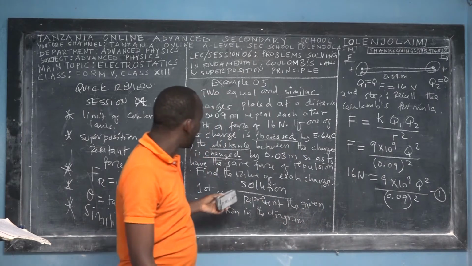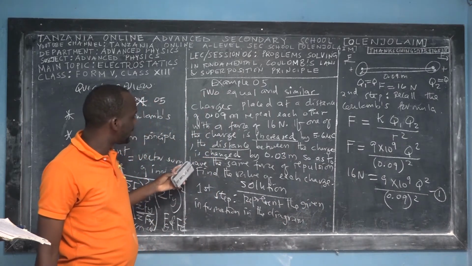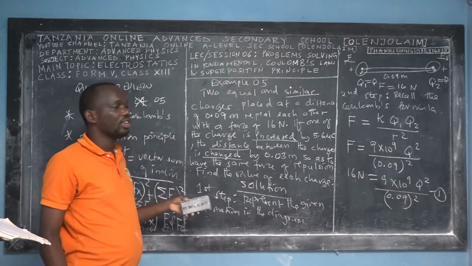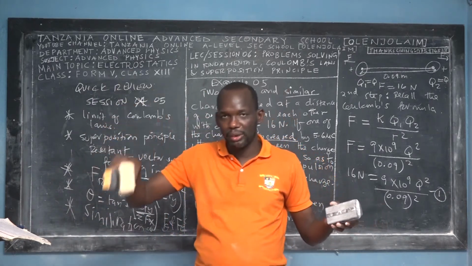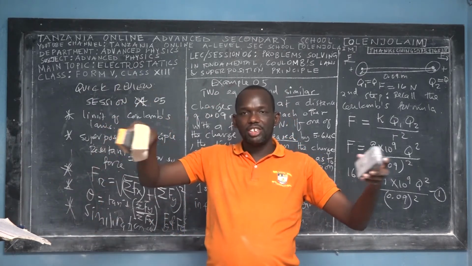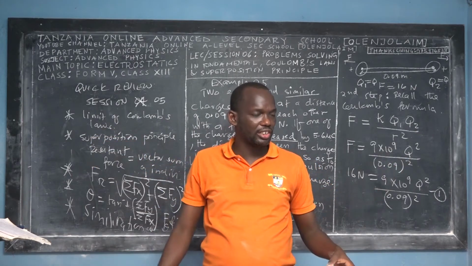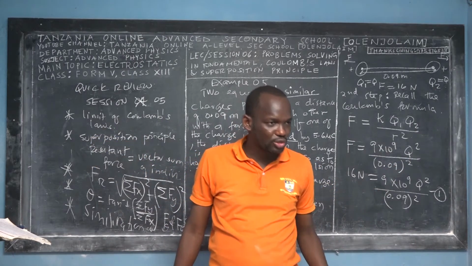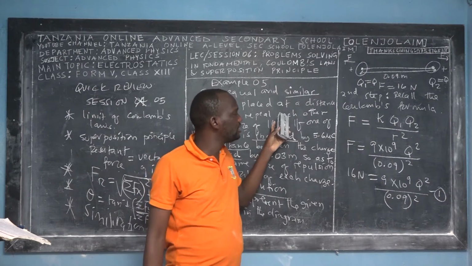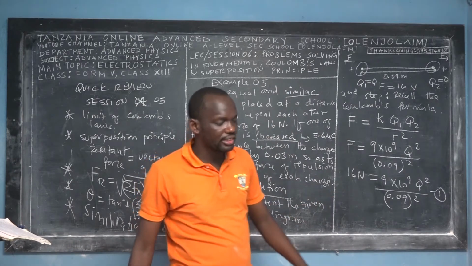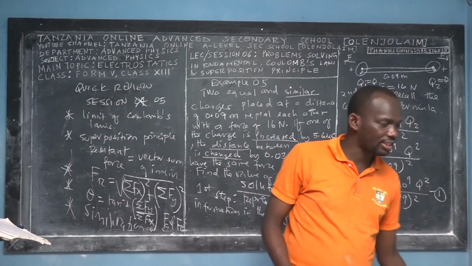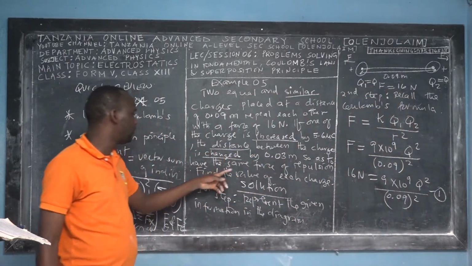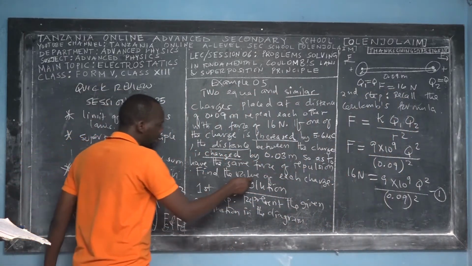Then afterwards, so as to have the same force of repulsion, when we increase one of the charges by 5.6 microcoulomb and also increase the distance between them, we don't change the force of repulsion. The force of repulsion in the first case and second case will be the same, 16 Newton. That's why it is said, so as to have the same force of repulsion. This is a very important keyword.